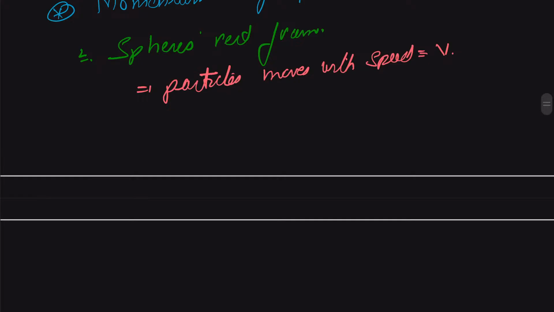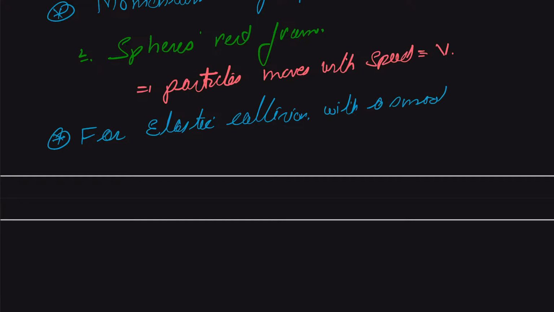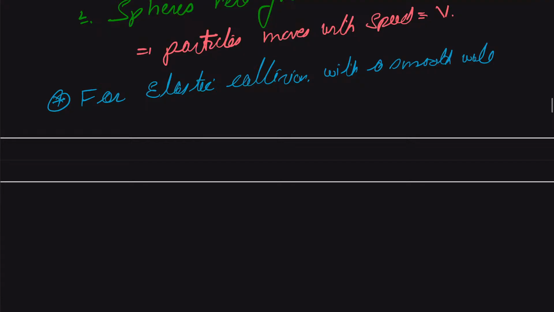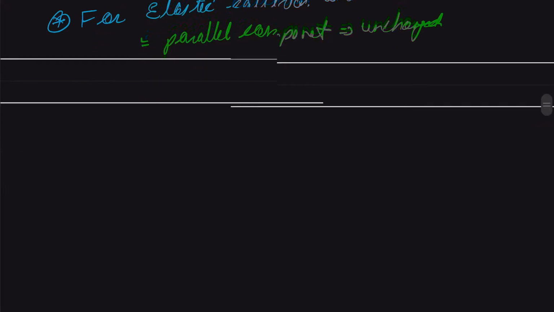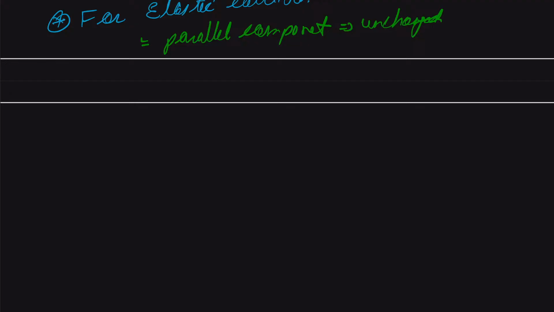We can say that for an elastic collision with a smooth wall, we can write that the parallel component is unchanged, and the perpendicular component is reversed.